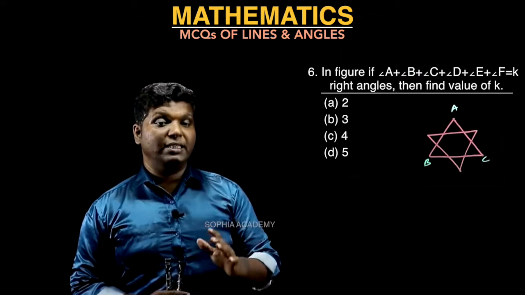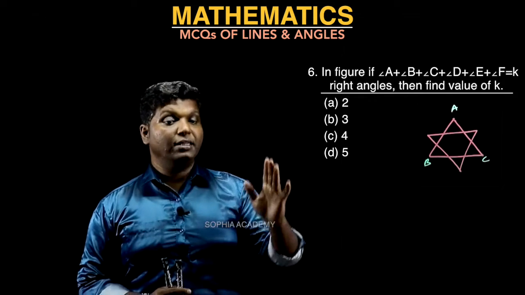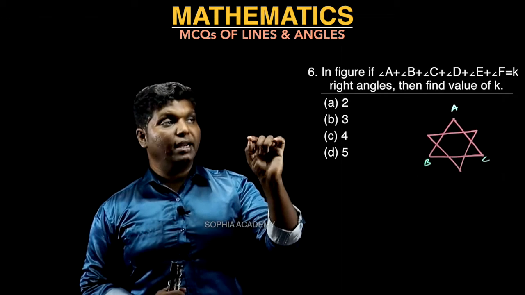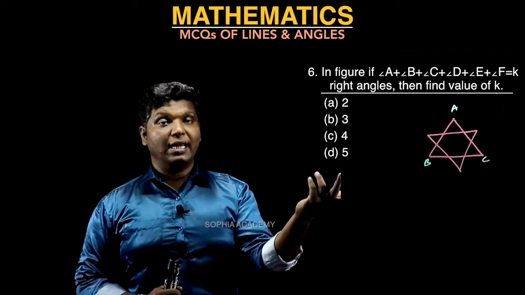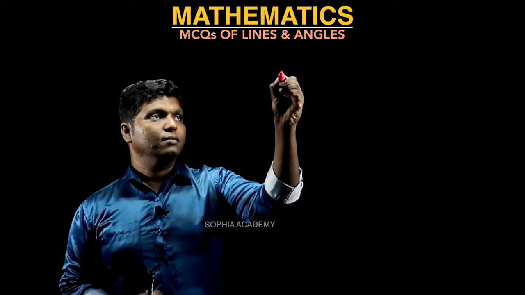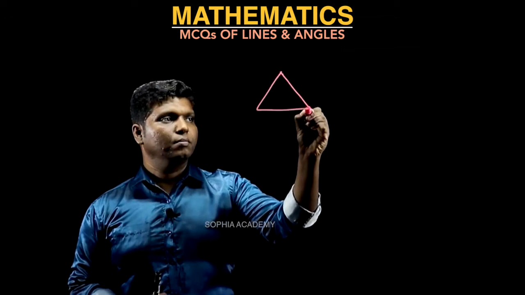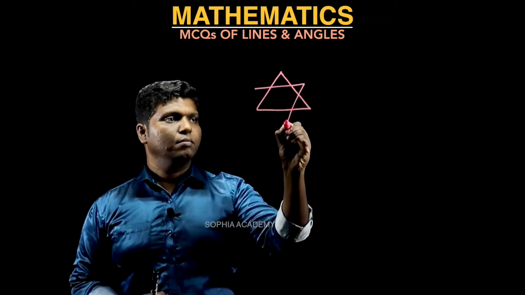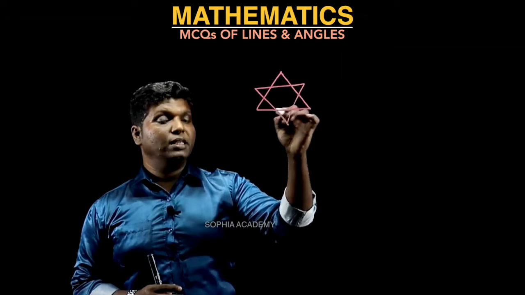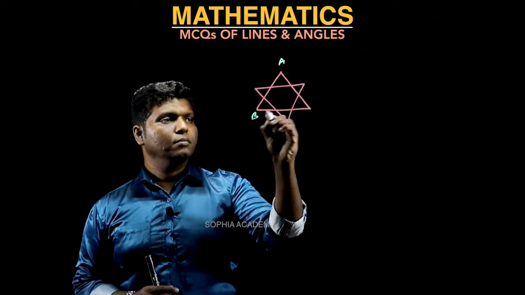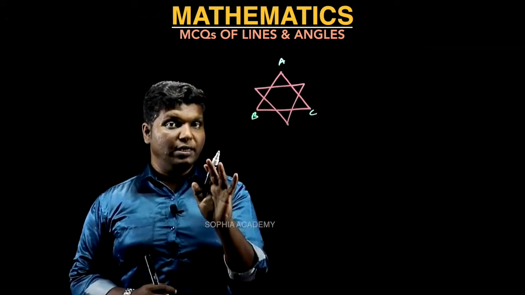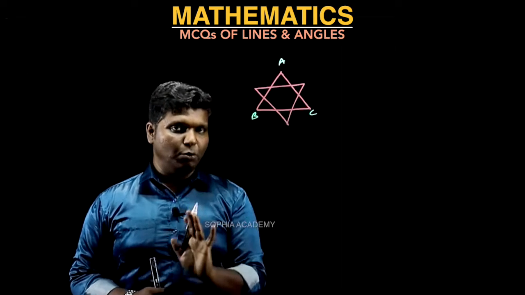Okay students, in this question you can see that there is a figure given here, right? In this figure it's given that angle A plus angle B plus angle C plus angle D plus angle E plus angle F is equal to K right angles, and find the value of K. So this is the figure given here. The name of this figure here is mentioned ABC, and this one is DEF. So they are asking that when you are adding all the angles of these triangles, how many right angles are formed? That's our question. How many right angles?